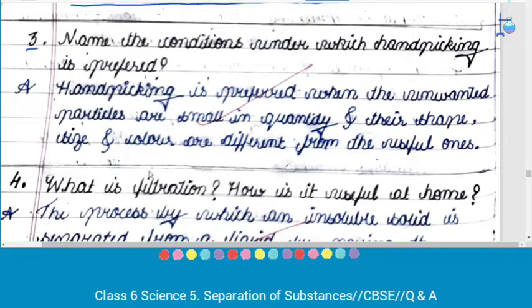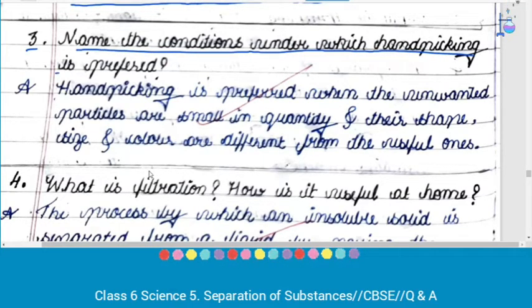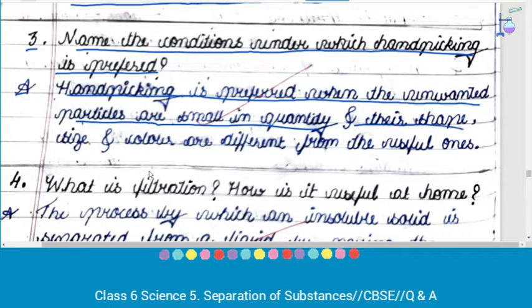Third one, name the conditions under which hand picking is preferred. Answer, hand picking is preferred when the unwanted particles are small in quantity and their shape, size and color are different from the useful ones.